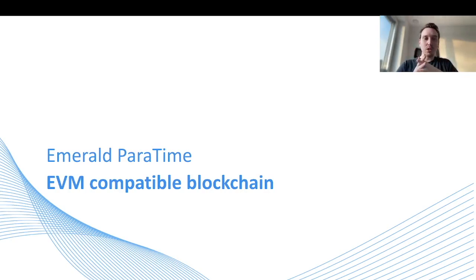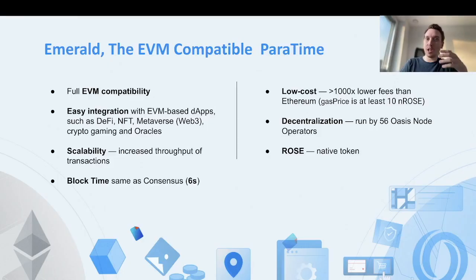Now, I want to go to Emerald ParaTime, because I want to give you a bit more insights on the EVM compatible blockchain that we built. There are some numbers which are really good compared to Ethereum, maybe other blockchains, right? And I would like to start, for example, with the cost, right?